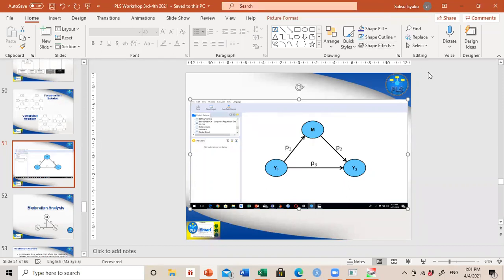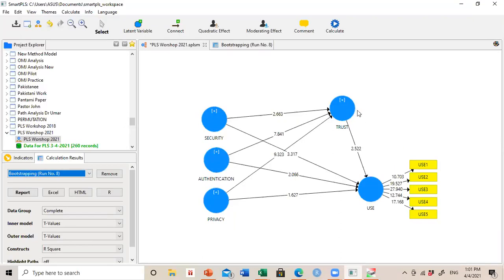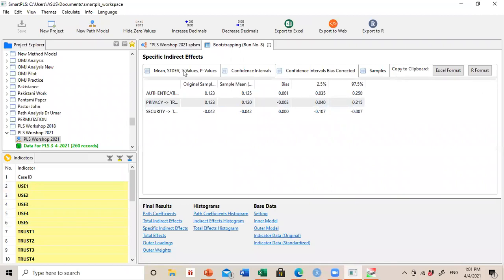Quickly, just a recap of what to report in the mediation result. What do you report in the mediation result? You go to specific indirect effect. You go to mean, standard deviation, whatever, and you copy all of them. You report the sample mean, which is called the beta value. You take the standard deviation, the t-statistics, and the p-value. Then you go to the bias-corrected confidence interval, and you take the lower level and upper level. This is what you're going to report. Okay, that's it.